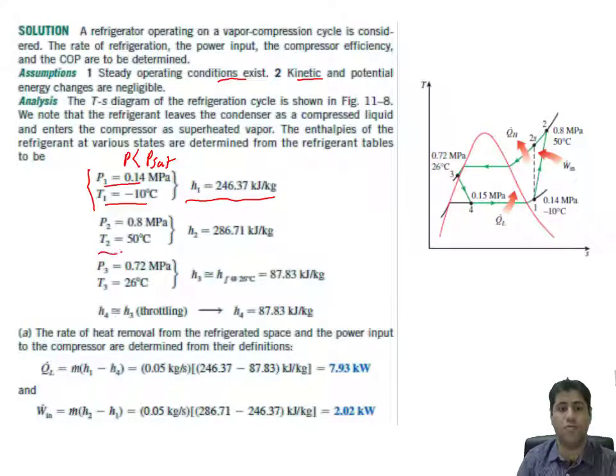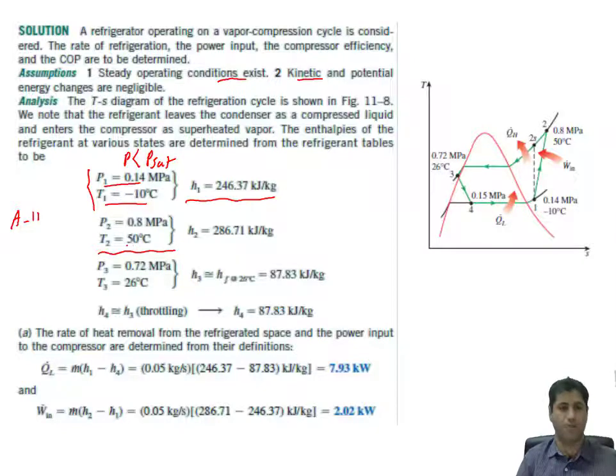Similarly, we need to go to the table for saturated refrigerant. First, we need to go to table A12 or A11 to check in which region state 2 is. P2 is 0.8 megapascal, and T2, or temperature at state 2, is 50 degrees Celsius.